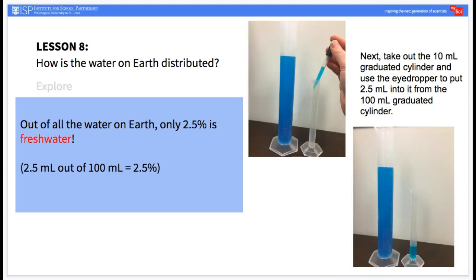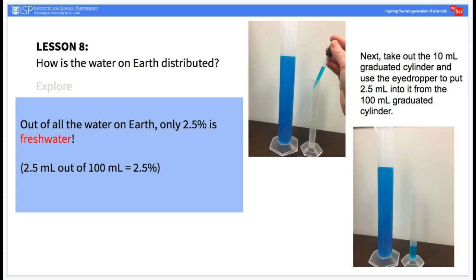In the Explore portion of this lesson, students will observe as the teacher pipettes 2.5 milliliters of water from the 100 milliliter graduated cylinder into the 10 milliliter graduated cylinder. This model demonstrates that out of all the water on Earth, 2.5% is fresh water.